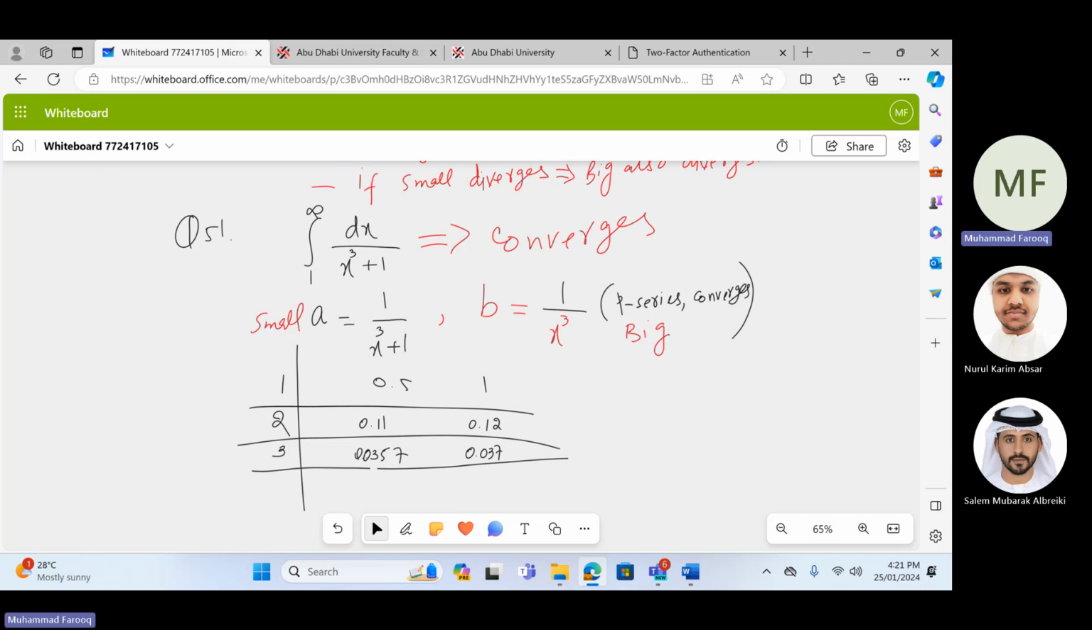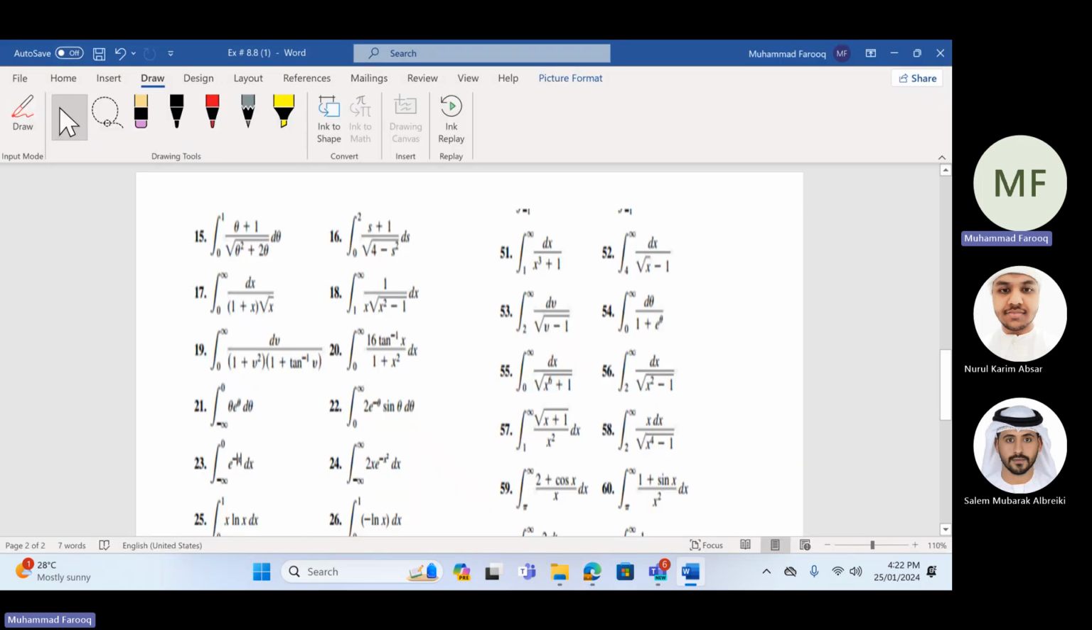You have to try 3 numbers. It's up to you. 3 or 4 is sufficient. In the exam, it will be written that we should mention if it converges or diverges. Yes, you have the right answer. The question is: using the direct comparison test, determine whether the given integral converges or diverges. Okay, try one more question, please.